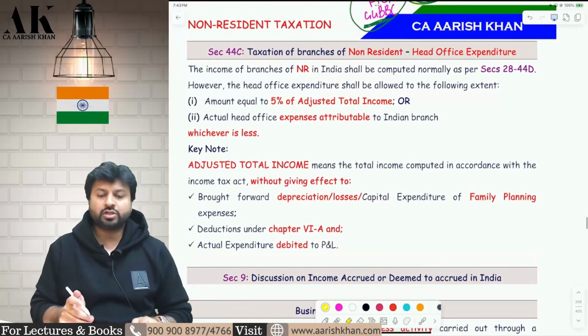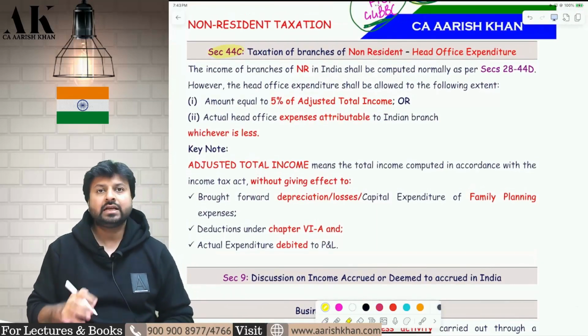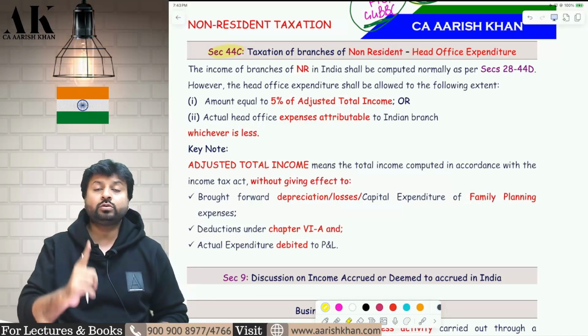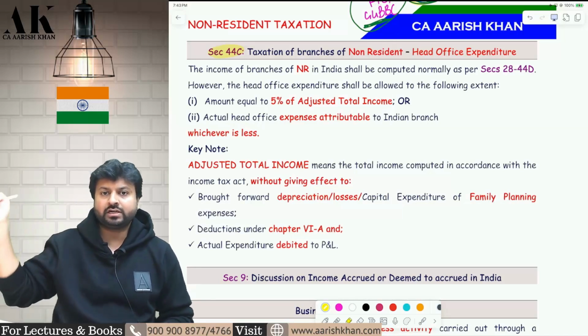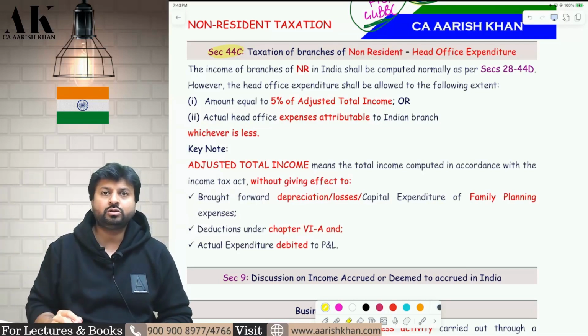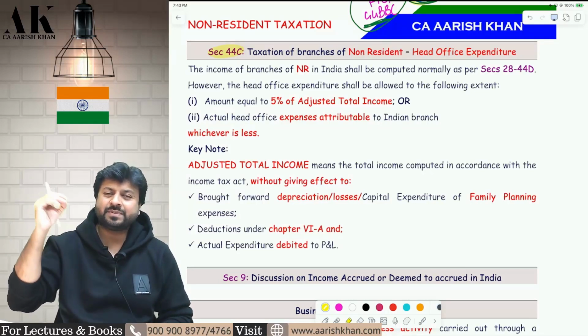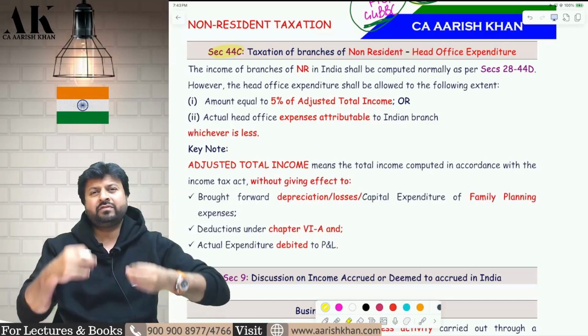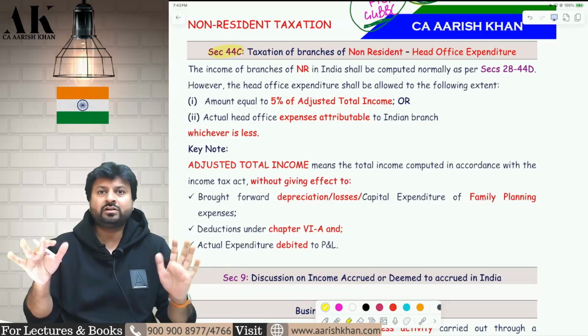Now, coming to one last section over here in the series of 44, that is how much deduction will be allowed in the branch in India of a non-resident. A non-resident has a branch in India. Now, how much head office expenses will be allowed to you? Whatever head office expenses are allocated in India, will the government of India give you fully? The answer is no. The government is not going to fully allow you.